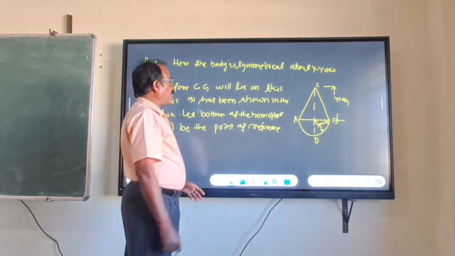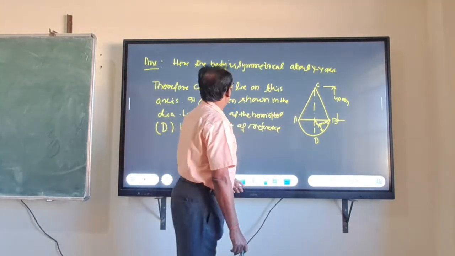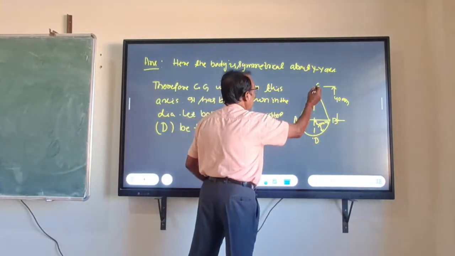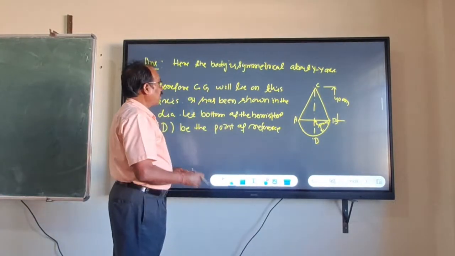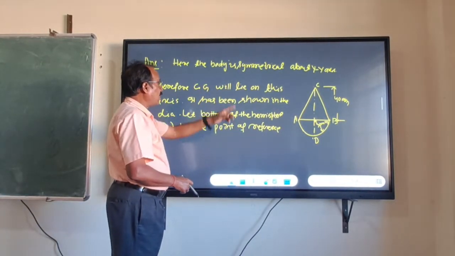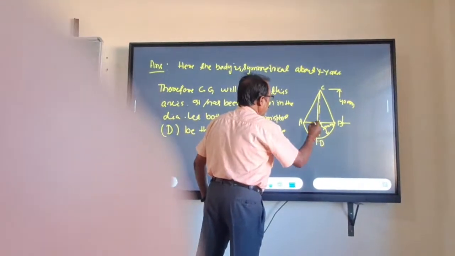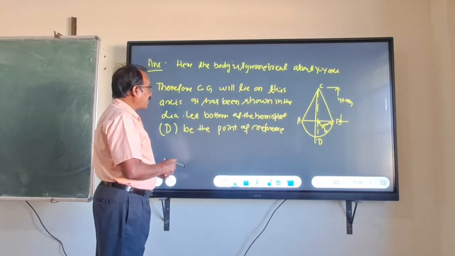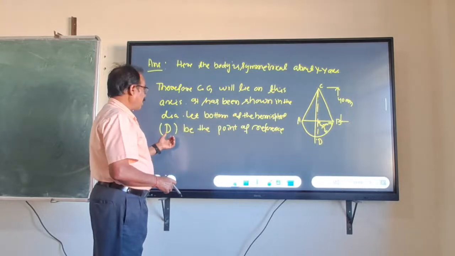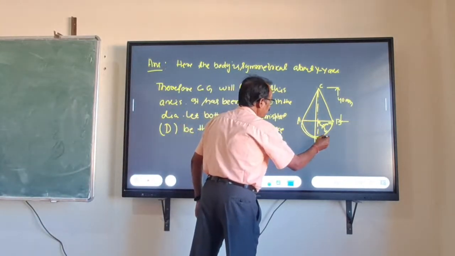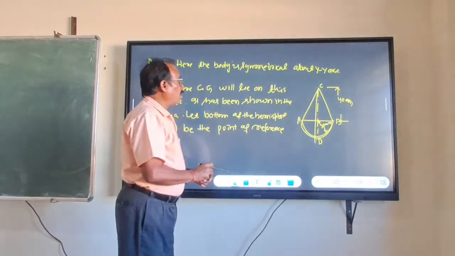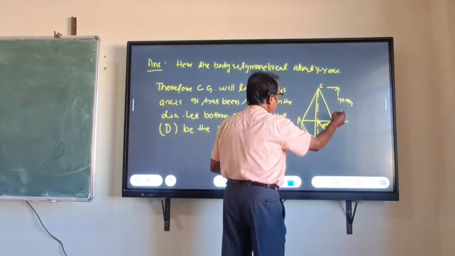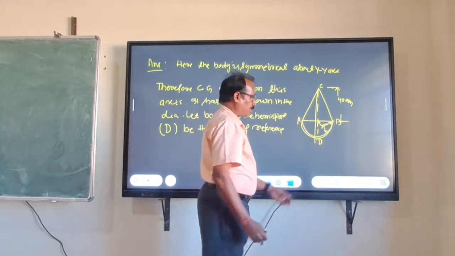This is the diagram of the hemisphere. Now, here the body is symmetrical about the y axis. Therefore, center of gravity will lie on this line. It has been shown in the diagram. Let the bottom of the hemisphere be D. This is the bottom of the hemisphere, D is the point of reference. This height is 40, this radius is 30.